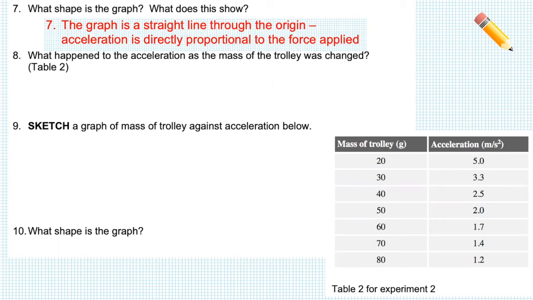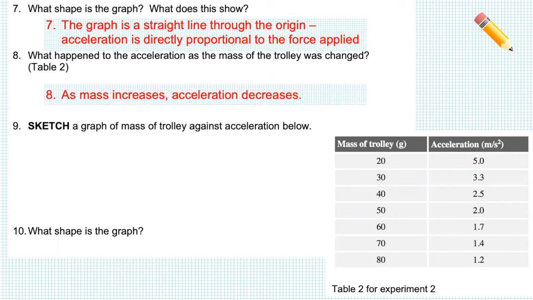What happened to the acceleration as the mass of the trolley was changed? As mass increased, acceleration decreased. So this too fits our prediction. And question 9 is sketch a graph of mass of trolley against acceleration below. So sketching involves drawing a graph without properly drawing a graph.